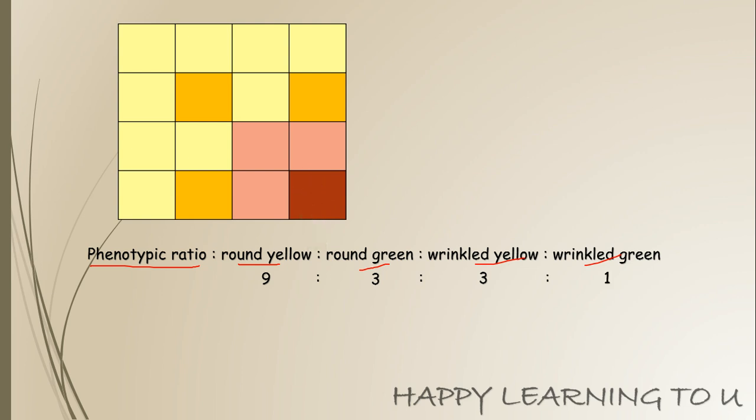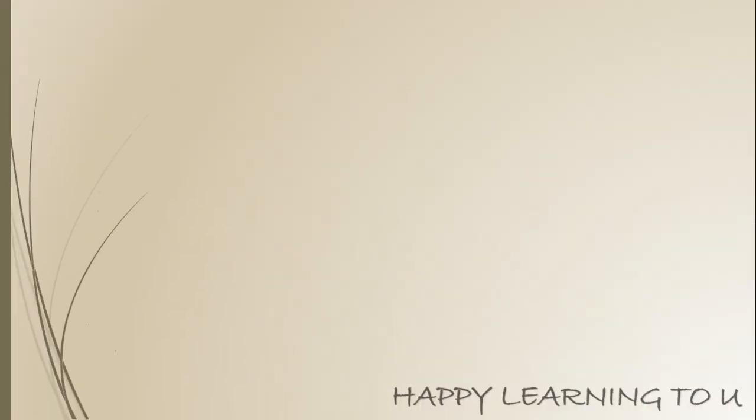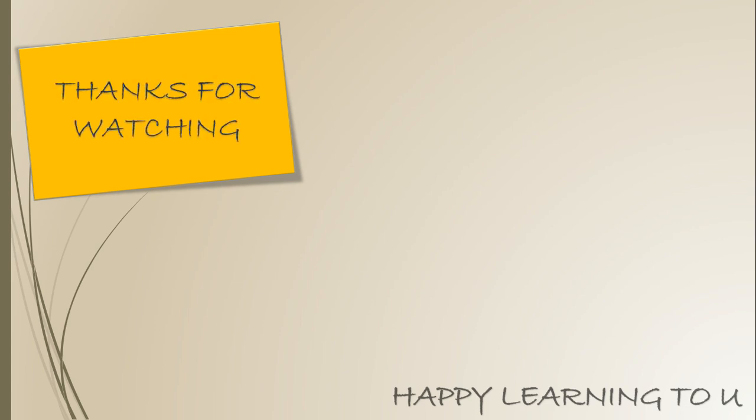So here the ratio is 9:3:3:1. So this is all I had under the inheritance of 2 genes. This is how Mendel concluded his experiment.